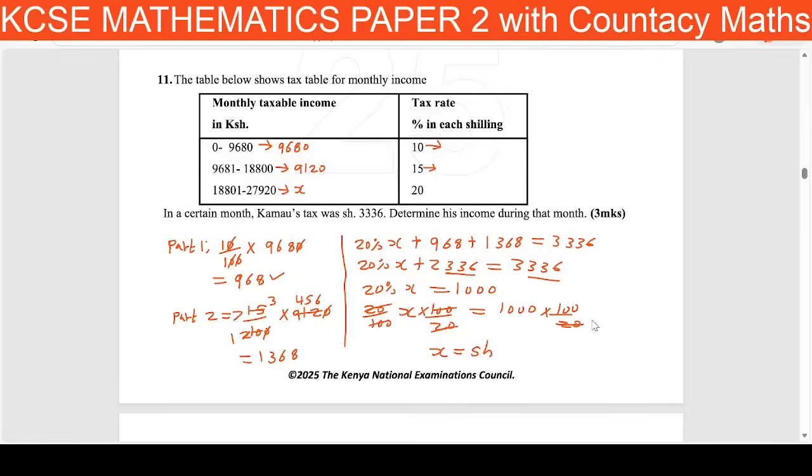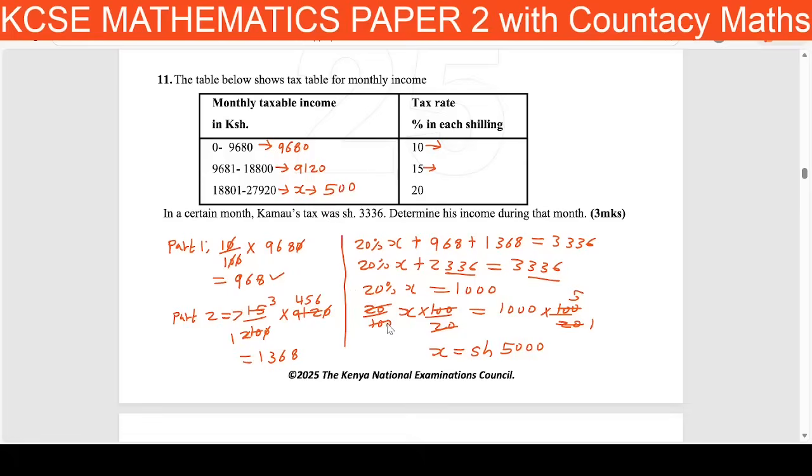We get X is equal to shillings, 100 divided by 20, that's 5. And here is 1000. So we get 5000 like that. So this is the amount that was really taxed here.